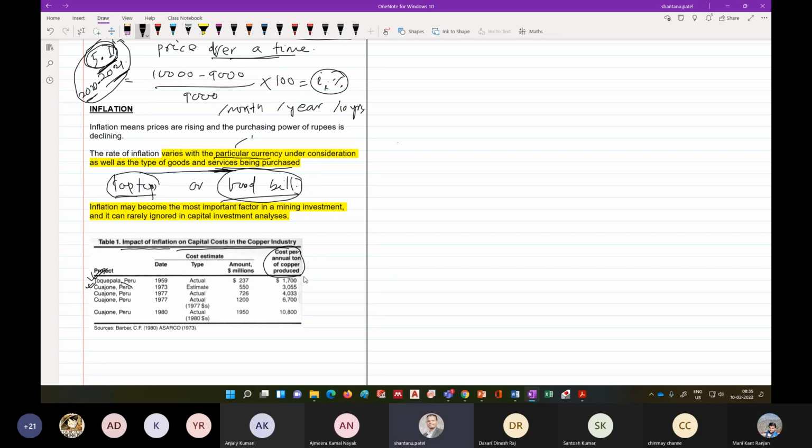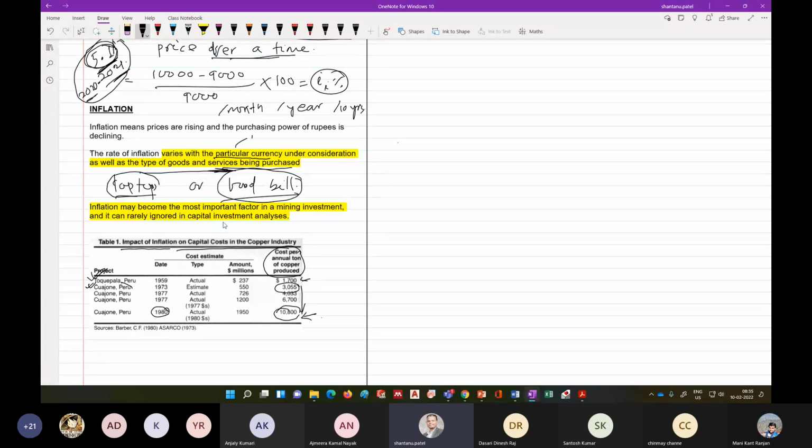So the cost per ton is different, right? And in the same mine itself, with time, how this has changed. Initially it was 3055, but in 1980 this had increased to 10,800 just because of the inflation. So when we are taking some decision for our mine, we need to consider this inflation also. We cannot ignore this inflation.